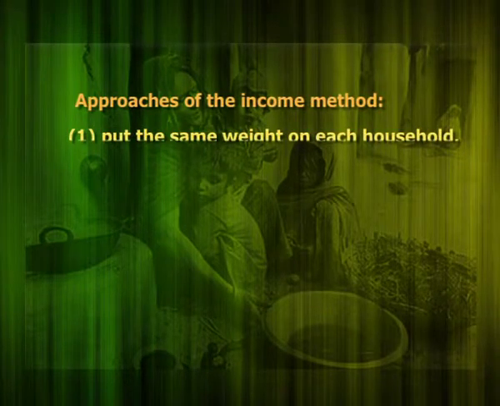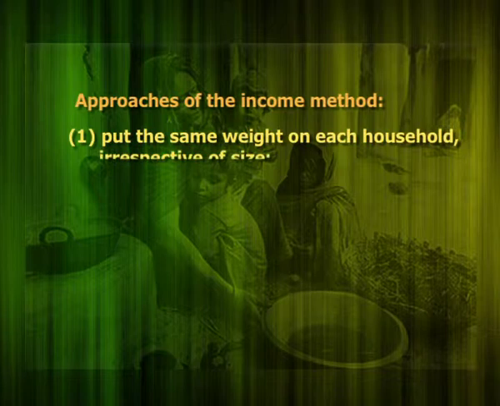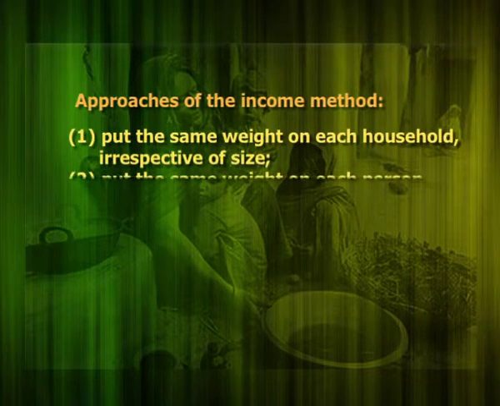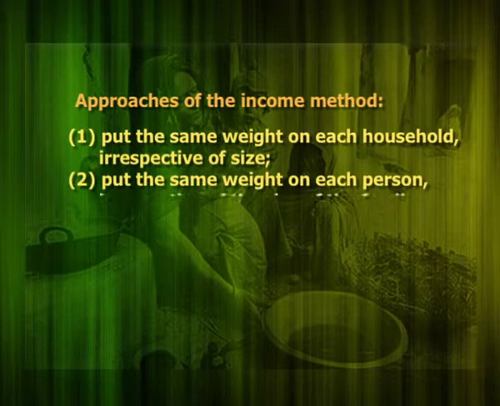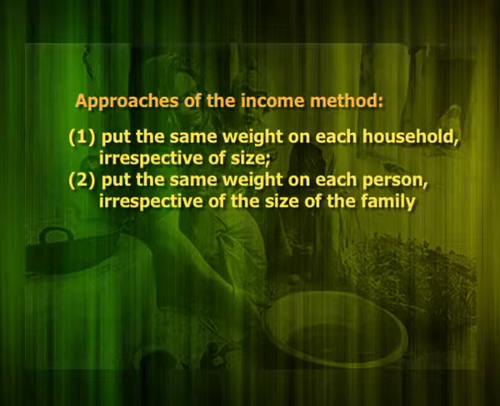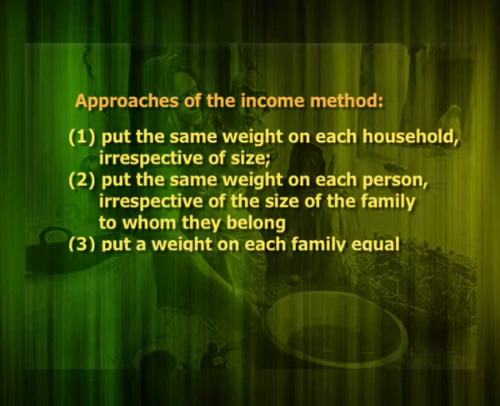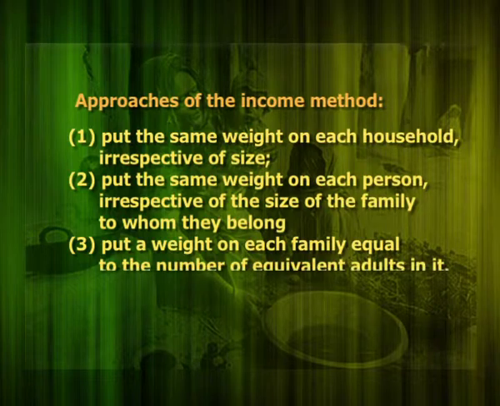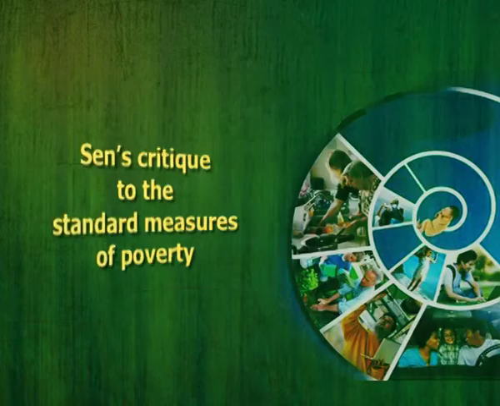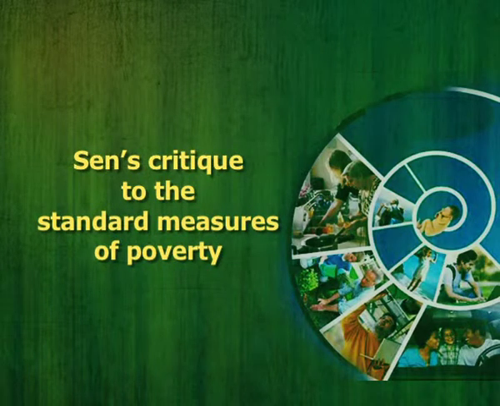While using the income method, the use of relative poverty emerges when one tries to choose from the following three approaches of the income method. The first one being put the same weight on each household irrespective of the size. The second is to put the same weight on each person irrespective of the size of the family to whom they belong, and the third is to put a weight on each family equal to the number of equivalent adults in it. We will now understand Sen's critique to the standard measures of poverty.